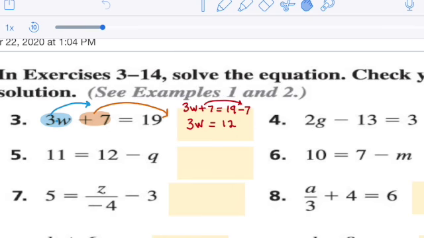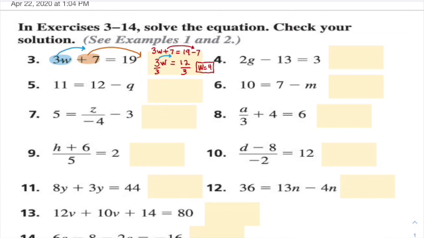So now I'm doing that next step. I've got to move that 3 over. Okay, so it's 3 times w, so I'm going to divide by 3. And I do that same thing on both sides. So in this case, w equals 4. And so that's how we do that. And if you look here at number 4, you're going to end up with the same thing. So that's how you do that.